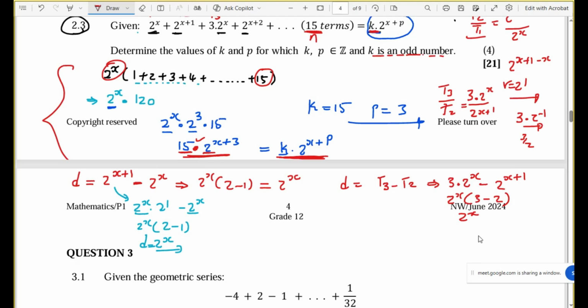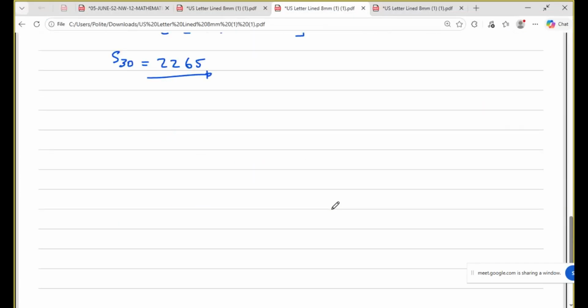Since this is arithmetic, for the sum of terms we use n over 2 into a plus the last term. Okay, so I think I can just work this out on this side. So we are saying that Sn is equal to n over 2 into a plus the last term, and now the sum of 15 terms. So this is the sum of 15 terms. This is 15 over 2 into a, which is 2 to the x.